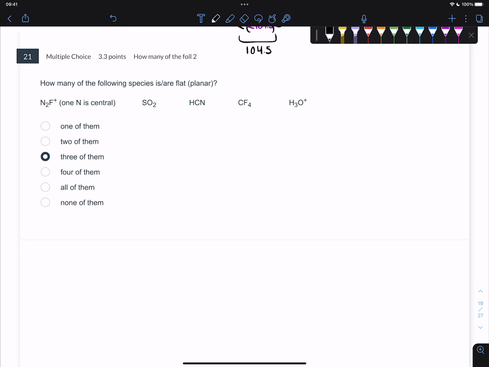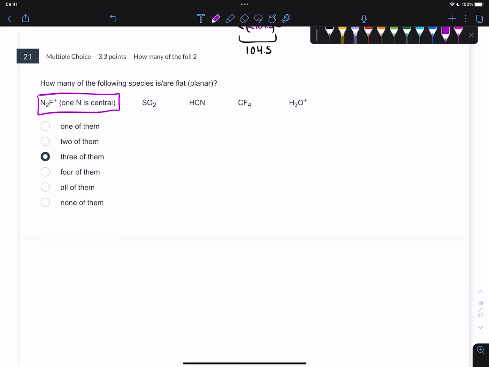So now you're like, okay, which of these are flat or planar? All right. The first one, we can kind of draw out into F plus. Remember, when there's a plus sign, you subtract an electron from the overall count. When there's a minus sign, you add one. So let's draw the first one out. Let's see if I can do some color coding this time. I'll do the first one in purple.